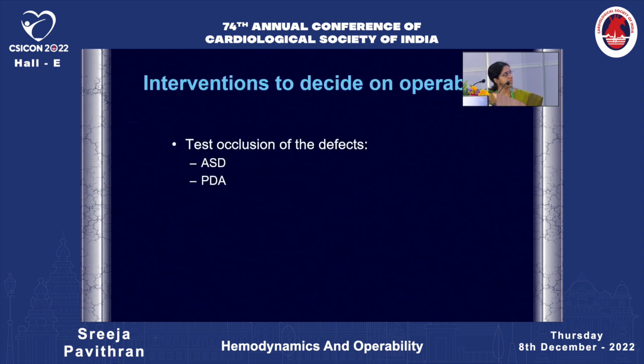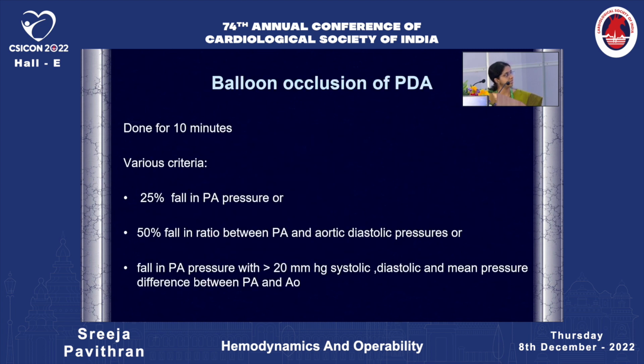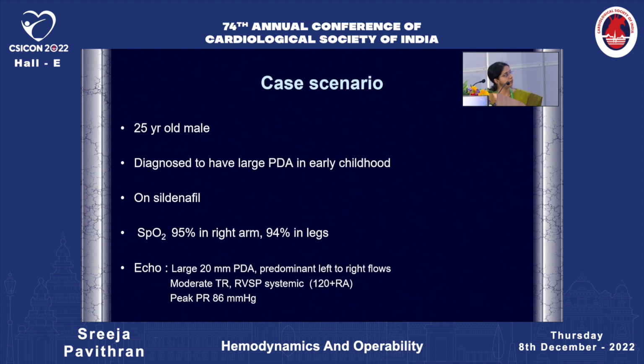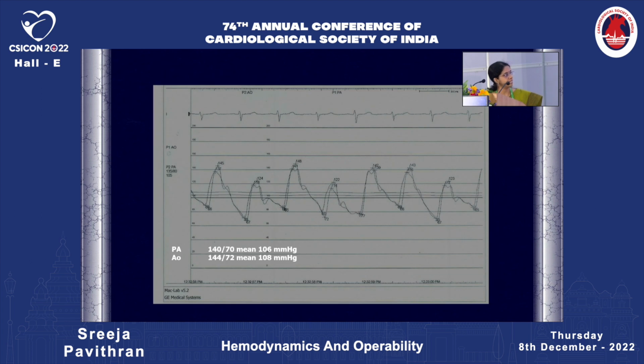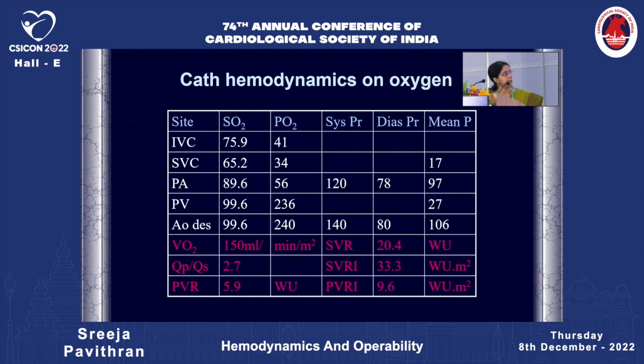Now some interventions are there to decide on operability. Commonly done is the test balloon occlusion of the PDA. This is a 25-year-old male who has got a very large hypertensive ductus. Here you can see that the QP/QS at baseline is 1.5 and PVRI is 11.5. This is the trace in room air. You can see the pressures are equal in both aorta and PA.